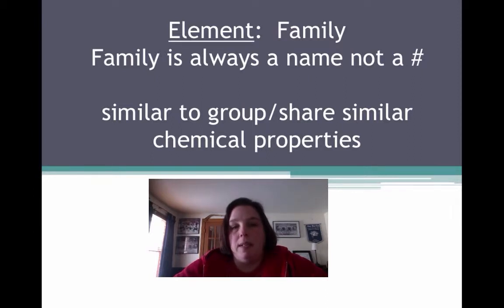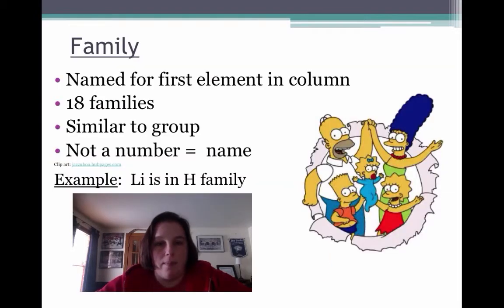The next thing I want to teach you how to do is to find the element's family. Now, family is a name, it's not a number. Some people will mix up group and family. Now, why do you need to know a family? Well, similar to group, they share very similar chemical properties. So if you know what group they're in or what family they're in, you can actually predict what their chemical reactivity is going to be.